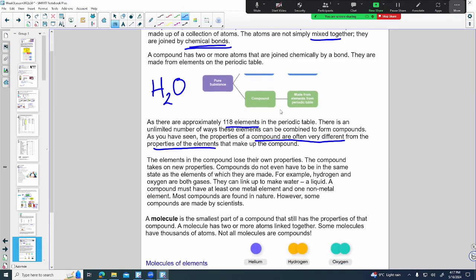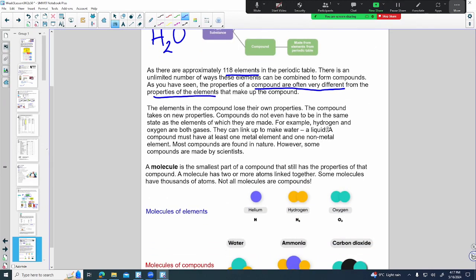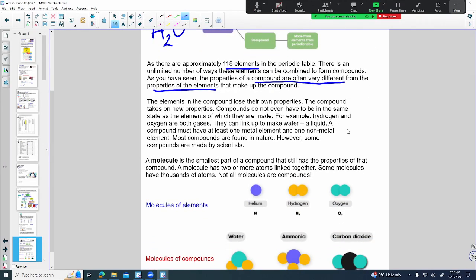So what happens to the elements in the compound? Well, they lose their own properties. The compound takes on new properties. Compounds do not even have to be in the same state as the elements of which they are made. For example, hydrogen and oxygen are both gases. But if you chemically bond them to make water, they become a liquid. So you have 2 gases, now it's a liquid.